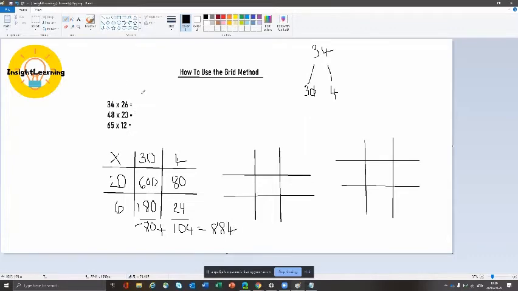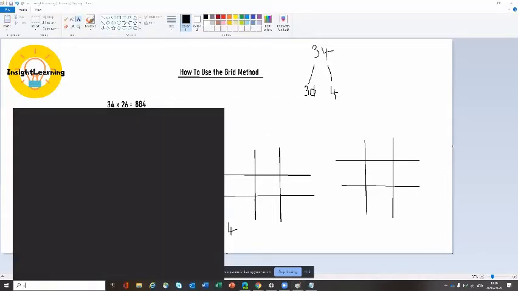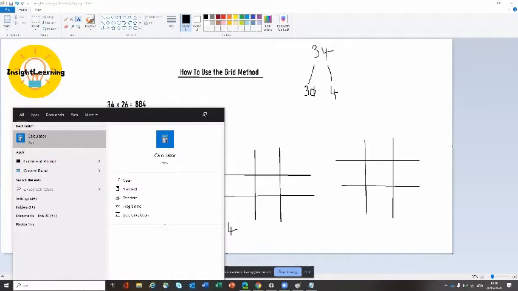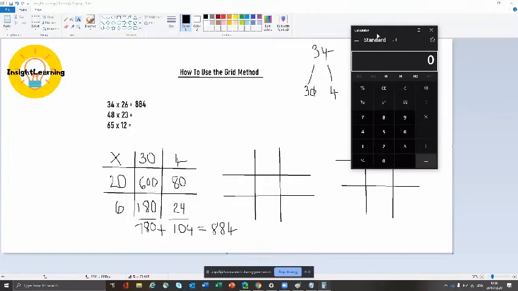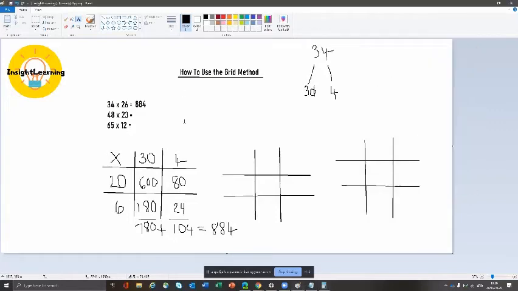So the answer here is 884. Now let's check this with a calculator. So 34 times 26 equals 884. You got that one right? So let's try the next one.